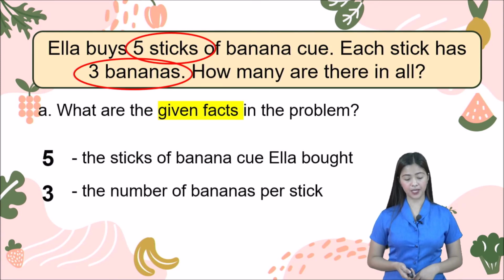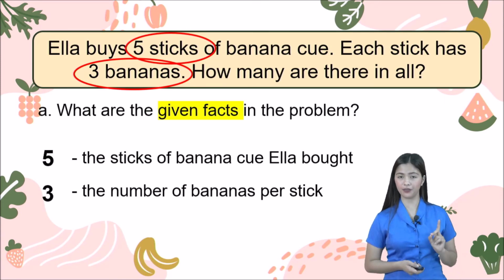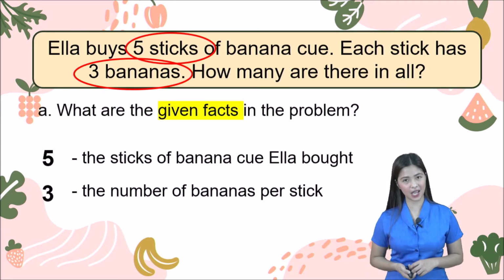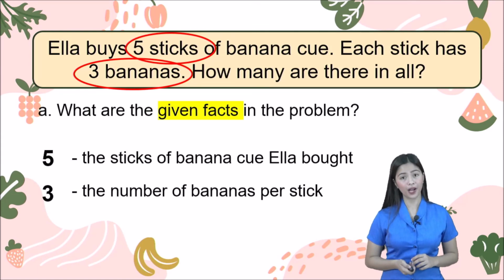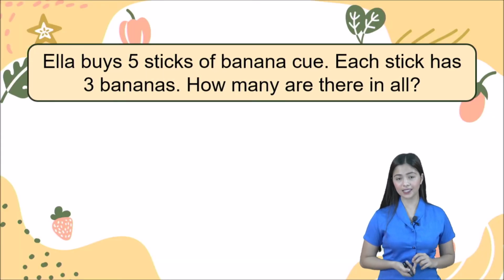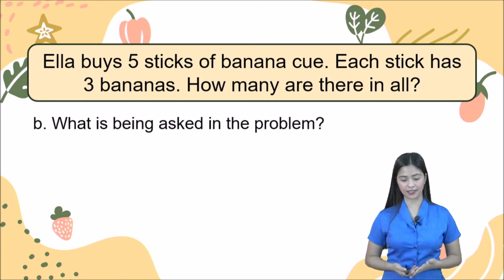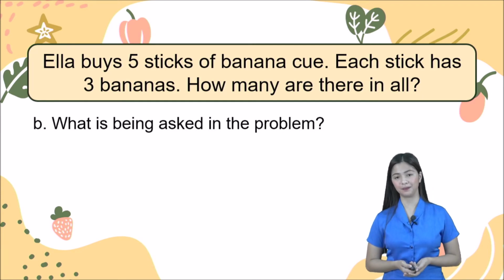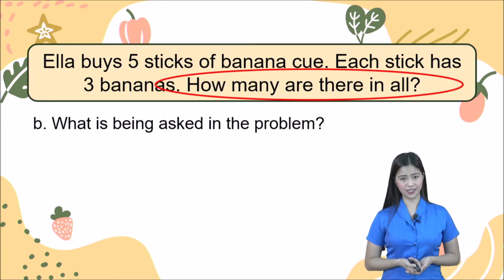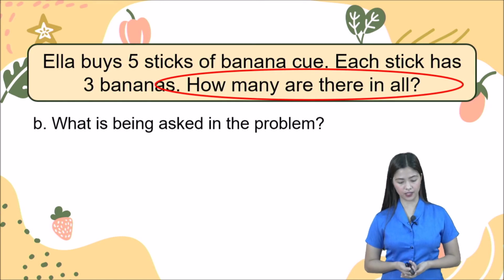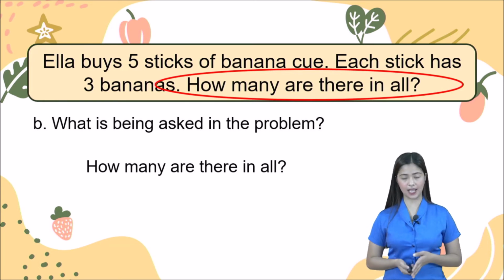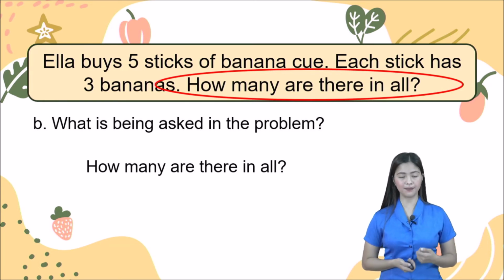So, can you please tell me what is the next step after getting the given facts? Very good, kids. The next step is to determine what is being asked in the problem. So can you please tell me what is being asked in our word problem? So it is how many are there in all. So we need to write it. How many are there in all? Okay, so that is what is being asked in our word problem.